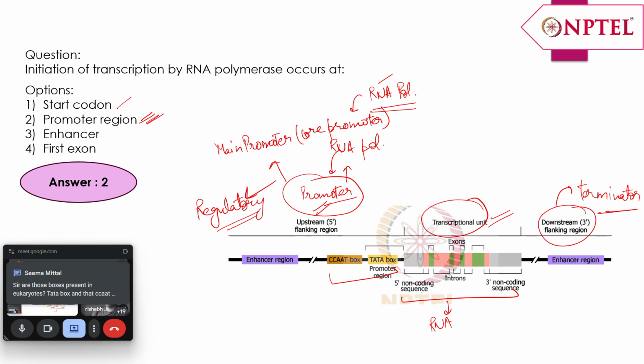Yeah, this is for a eukaryotic system that the figure is shown. In case of prokaryotes, there are different regions that are present there.